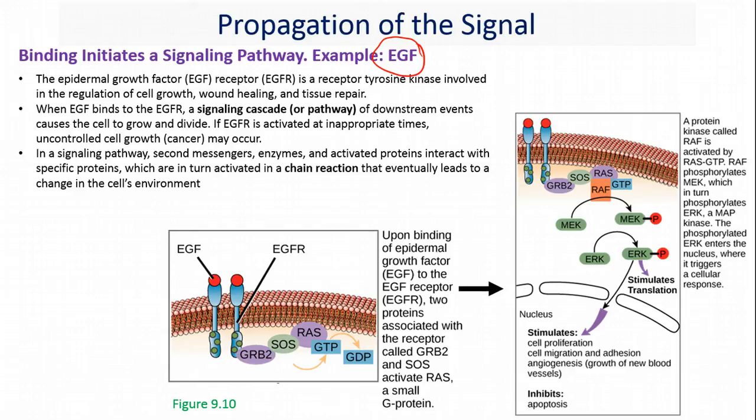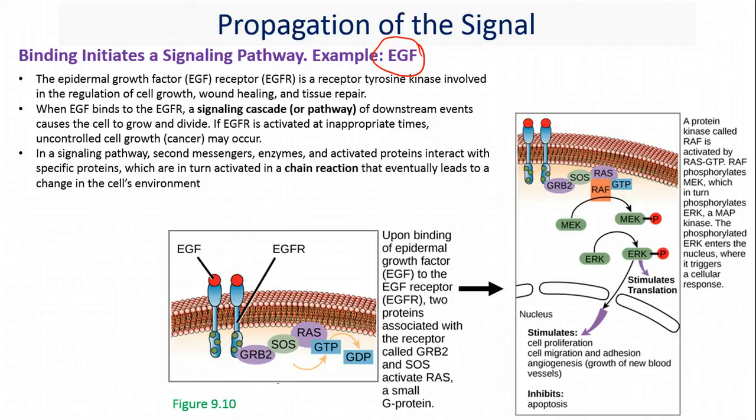So what happens is when EGF binds to the EGF receptor, we have what's called a signaling cascade, or a signaling pathway of downstream events that cause the cell to grow or divide. So this is a very powerful signal. If the epidermal growth factor receptor is activated at inappropriate times, so if it's activated when it shouldn't be, this leads to uncontrolled cell growth, which we call cancer. And the important concept here is that after the EGF receptor is activated, it starts a chain reaction of events that eventually leads to a change in the cell's environment.